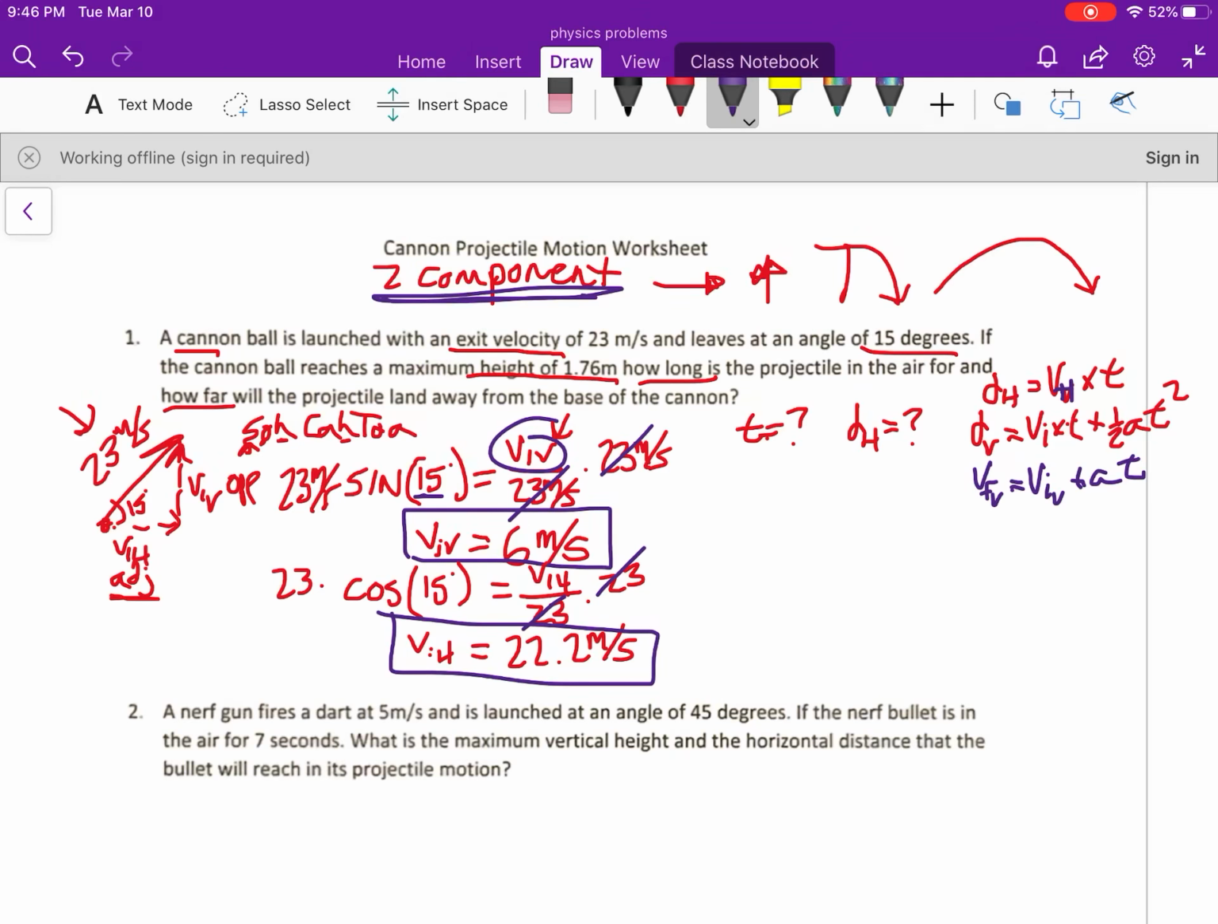Horizontal. I do know that, but I don't know my time, so I can't use that first equation. So let's look at the second equation. Do I know my vertical distance? Yes. Do I know my vertical initial velocity? Yes. Do I know my acceleration? Yes. So can I solve for time? I can solve for time, but we'll see that this one's not the choice that I want to choose.